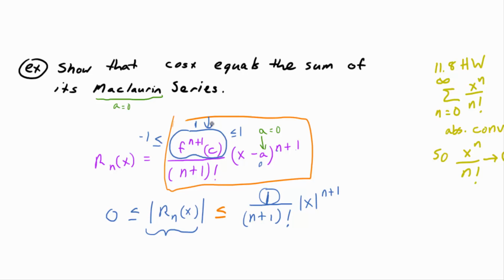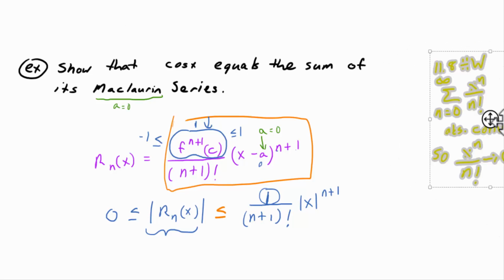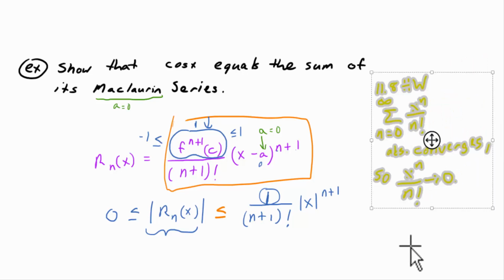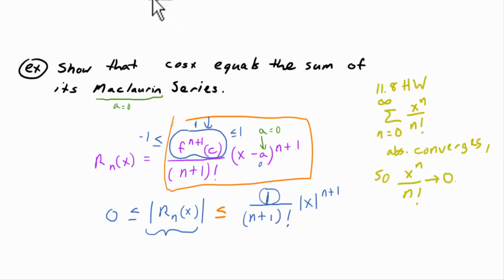Okay, so we did that. Now, notice what I wrote down here ahead of time to save a little bit of time. There was a homework problem in 11.8 where you showed, I don't remember which number it was, that this guy, remember 11.8 was the ratio test, all those? You used the ratio test to show this guy, sum x to the n over n factorial, is absolutely convergent, right? So the sum of the absolute values converges.